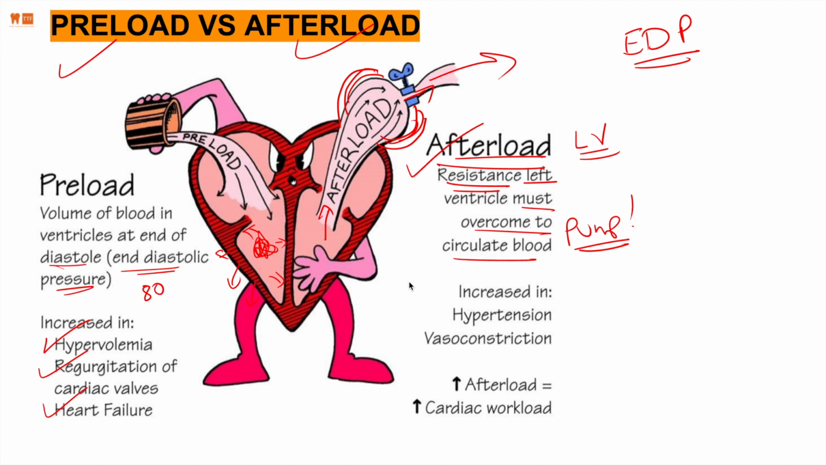But if not compensated, what happens? That's when hypertension happens. That's when vasoconstriction happens. Therefore, for afterload to be corrected, cardiac workload increases. So increasing afterload means increasing cardiac workload, which is systole. Systolic blood pressure. It's the contraction.